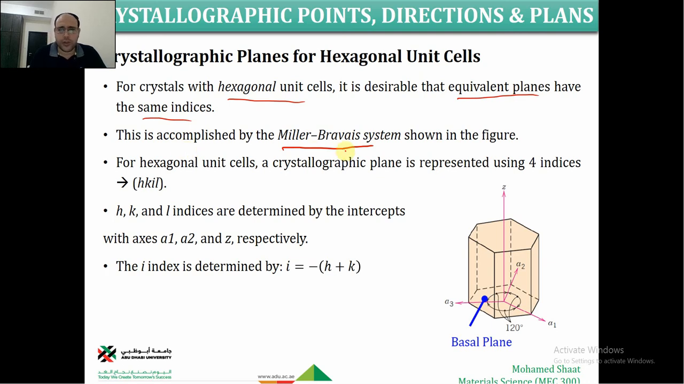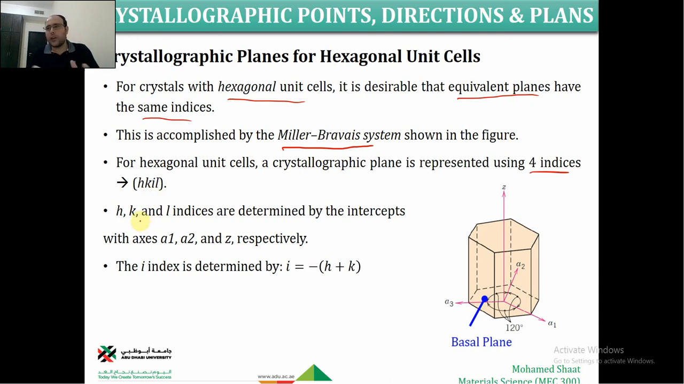So this is accomplished by the Miller-Bravais system shown in the figure. As I mentioned, a1, a2, a3, and z. We are replacing the 3-index xyz with a1, a2, a3, and z. For hexagonal unit cells, the crystallographic plane is represented using 4 indices. These indices are h, k, l, and there is i between k and l.